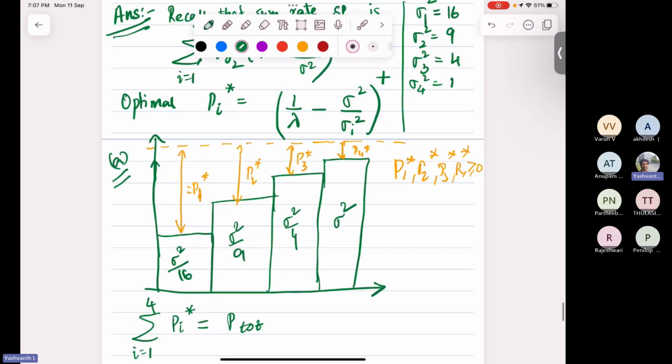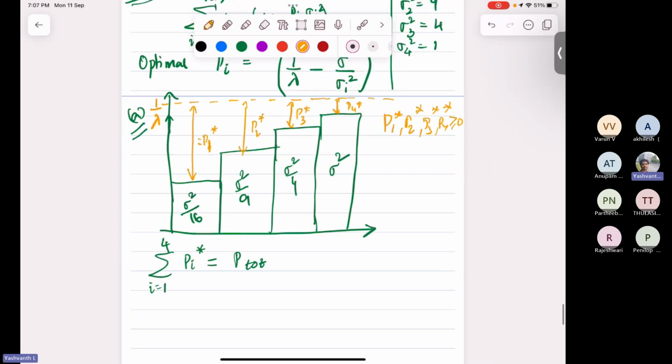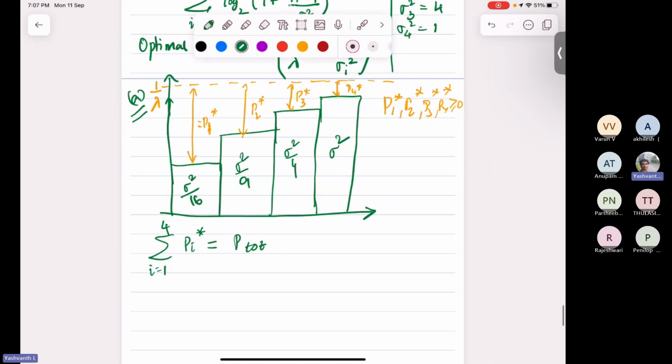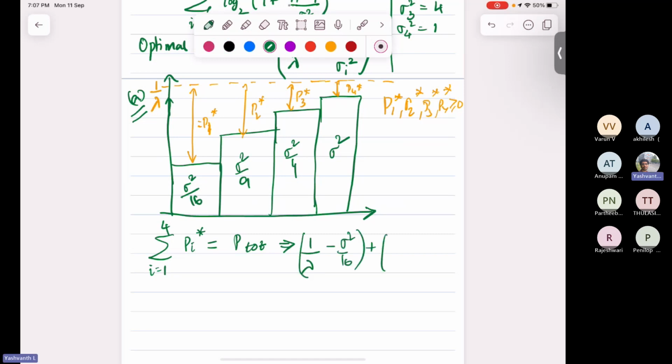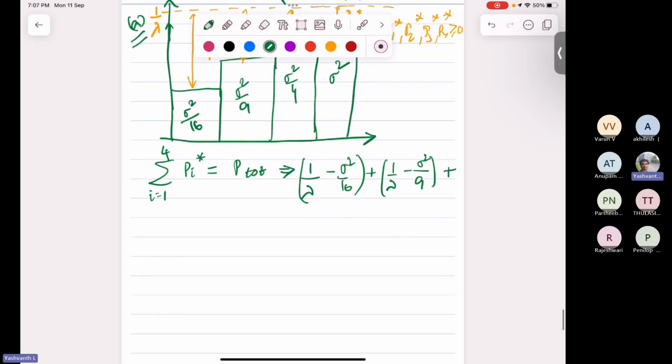So what is this top water level? This is equal to 1 by lambda. That means if you expand this, it is nothing but 1 by lambda minus sigma square by 16, plus 1 by lambda minus sigma square by 9, plus 1 by lambda minus sigma square by 4, plus 1 by lambda minus sigma square, which should be equal to P tot.